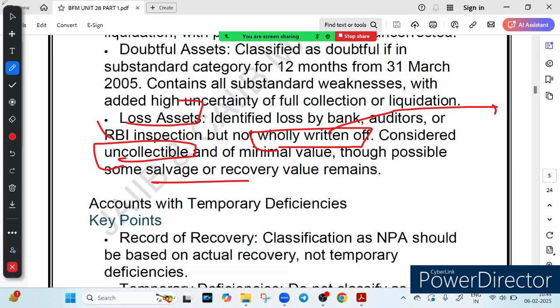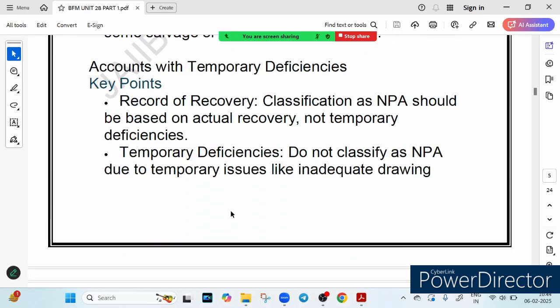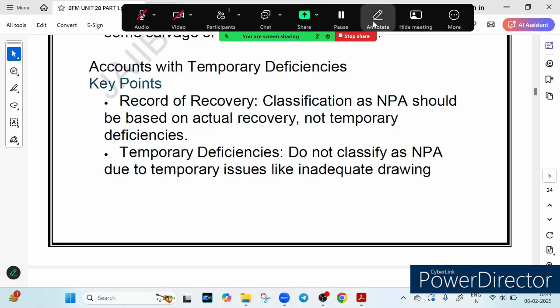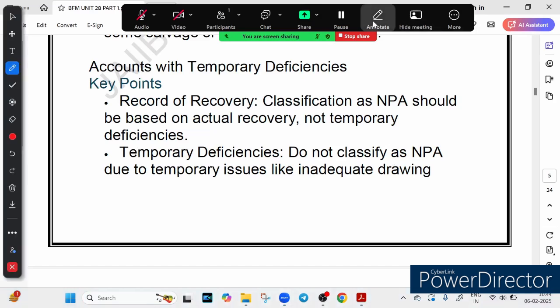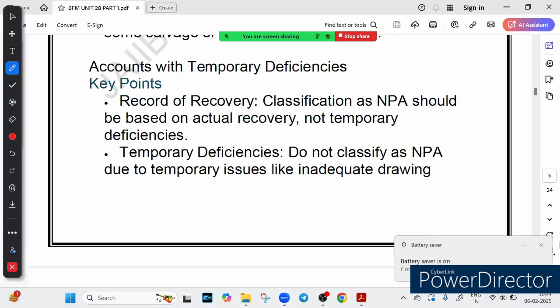So first is substandard, doubtful and loss. Now let's talk about an account with temporary deficiency. This is the point which we are going to cover now. So why not call it an NPA? Suppose there is an account with temporary deficiency. Why not call such an account an NPA?